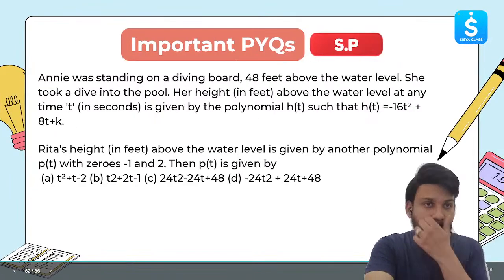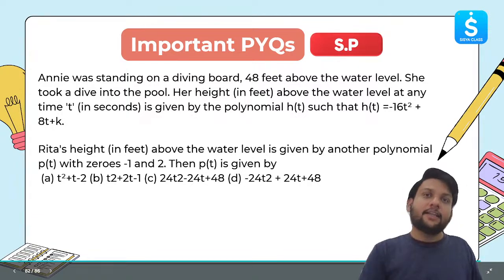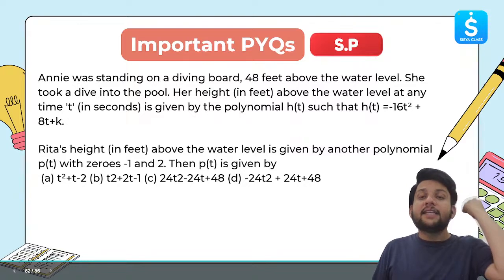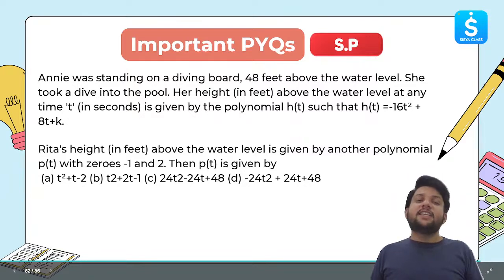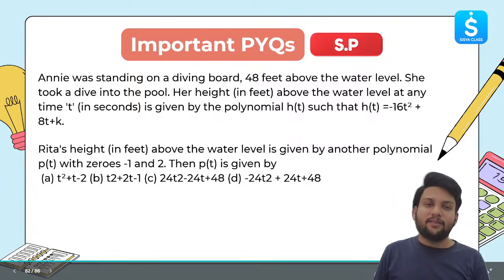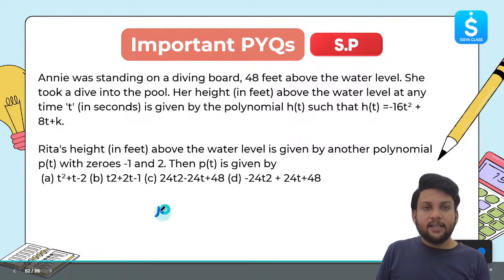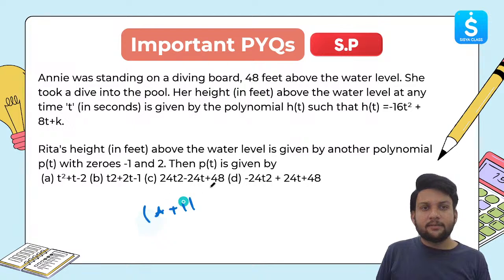Let's do one more question. Now, another girl came, that is Rita. Her height in feet above the water level is given by another polynomial whose zeros are minus 1 and 2. Then P of t is, oh, this is a very easy question. How will I do this? I will just write this as t minus of minus 1, that is t plus 1, times t minus 2 equals 0.